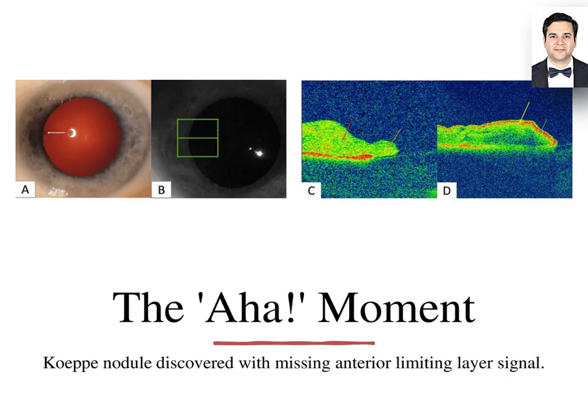My story with AS-OCT and uveitis began, quite simply, in the clinic. One day, I encountered a patient with a Koeppe nodule at the iris pupil border. Out of curiosity, I decided to perform an anterior segment OCT scan. To my surprise, the image revealed something peculiar, a distinct change in the signal at the location of the nodule, an extension along the iris pupillary border that I could not explain.